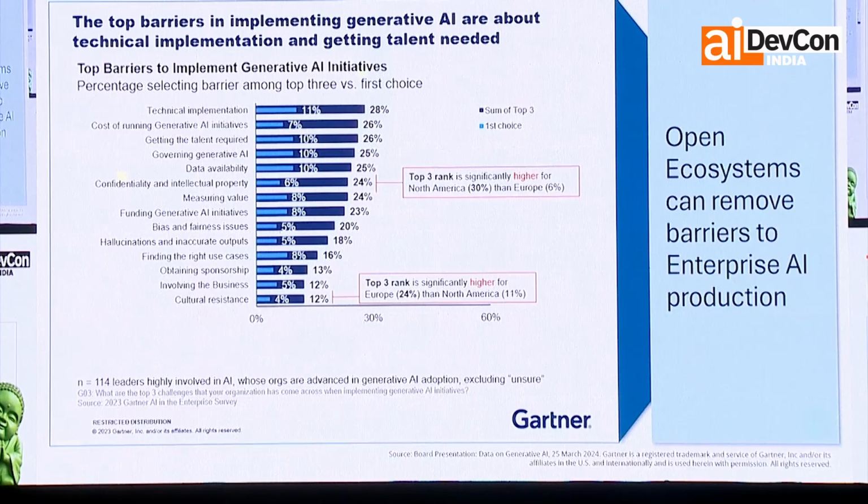We may not have it now in hand, but we need to think about privacy and deployment. What do you do if things go wrong? While it is great to have all the new shiny GenAI stuff, you need to think about governance too, which is also very important. Over and above, they are also talking about funding generative AI initiatives, bias and fairness issues, confidentiality and intellectual property related problems, obtaining sponsorships, cultural resistance, and whatnot.